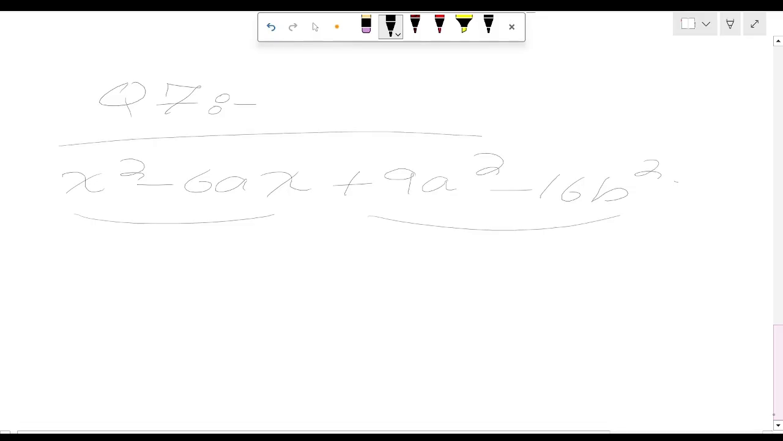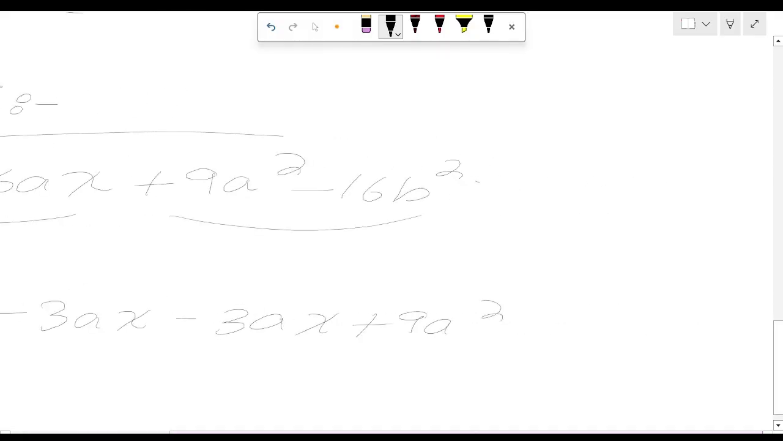So this is a quadratic expression just like the previous question. So now I'll take the coefficient for x square, which is 1, multiply that with 9, and then we will find the factors for 9 such that when we subtract them we will have 6. So the factors will be negative 3 and negative 3. So we have x square minus 3ax, and then we will have plus 9a square and minus 16b square.